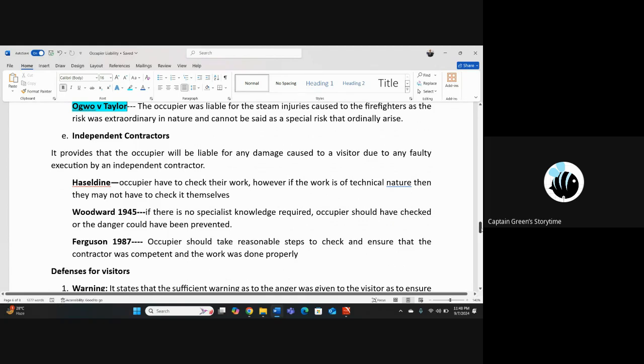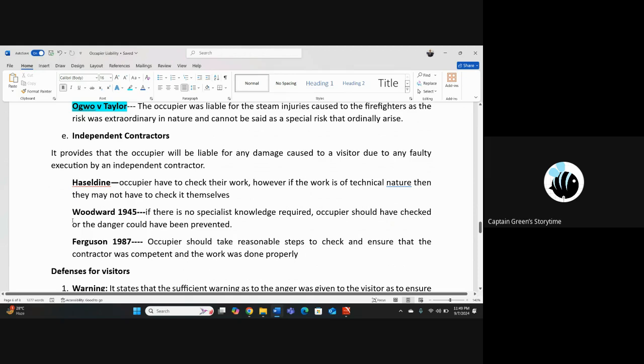Now coming towards independent contractors, it provides that the occupier will be liable for any damage caused to the visitor due to any faulty execution by an independent contractor. This means that the occupier has the responsibility to check whether the independent contractor he hired on his premises is, number one, a competent contractor, and number two, doing the work properly. These are the two things which the occupier must check. And if he has checked it reasonably, then there will be no liability.